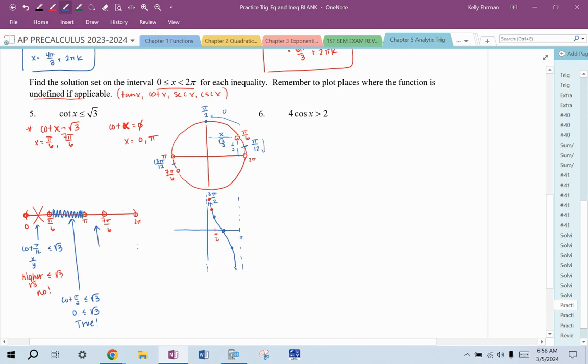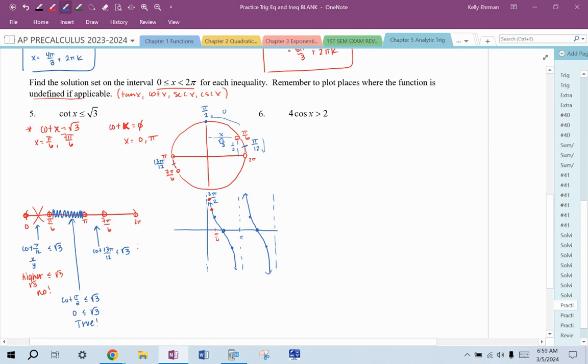Next one, again, a weird one. Cotangent of 13 pi over 12. Is that less than or equal to radical 3? So let's think about this again. We're just on the next branch of cotangent. So here's the next branch of cotangent.